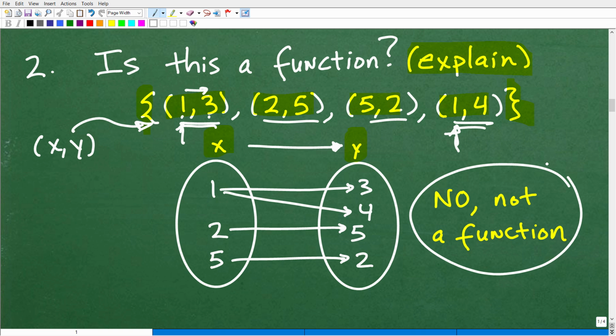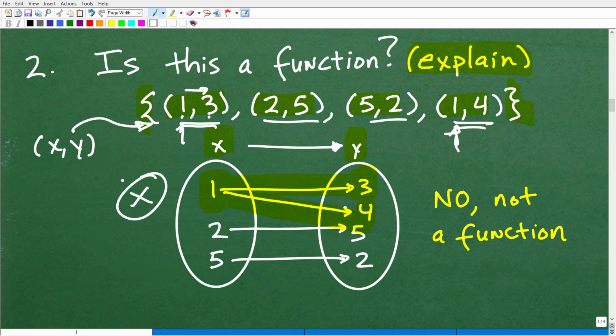So you can see my answer here is no, this is not a function, but why? Well, after we constructed this mapping diagram, the deal is this. For a relation to be a function, each x can map to one and only one y value. Every x can only point to one and only one y value, and here, this one is mapping to both 3 and 4. So this is a no-no with respect to functions.